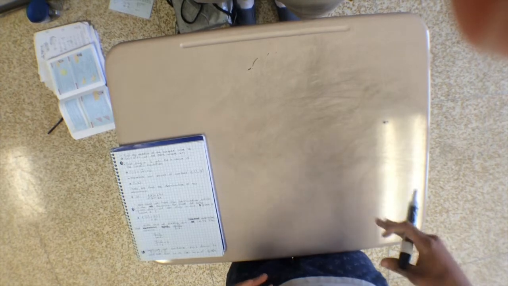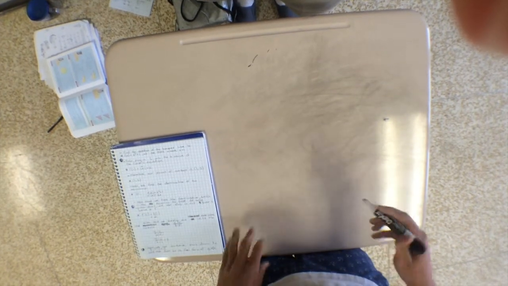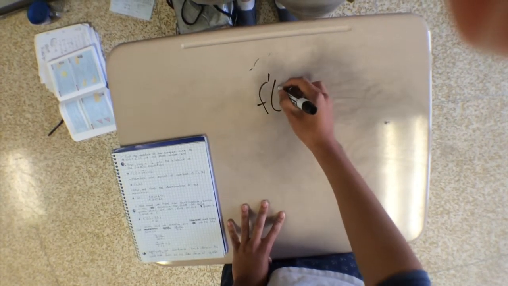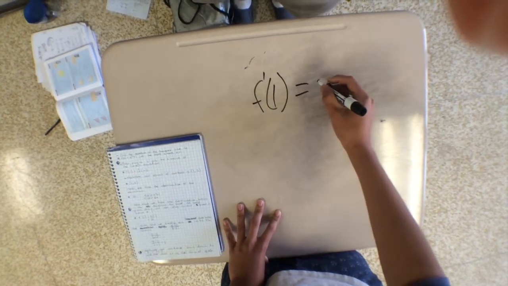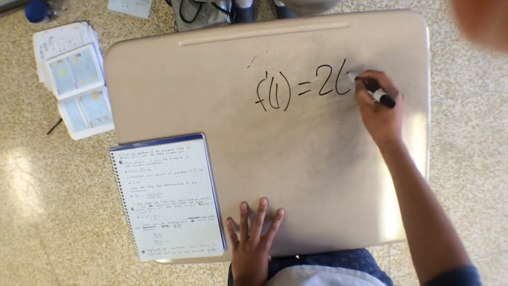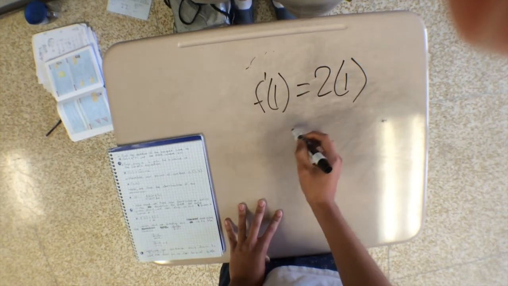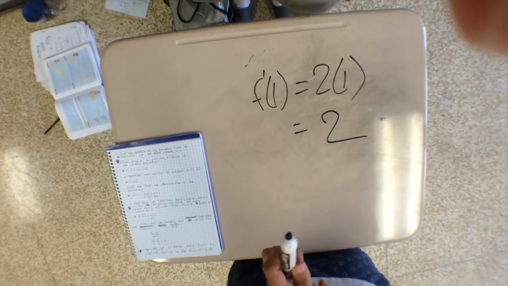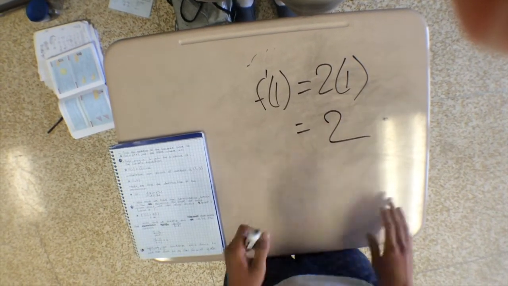Alright, now that we have that, we can just go ahead and plug our given x value into that equation for the derivative. So our x value is 1, which means that f prime 1 equals 2 times 1. So then that just gives you 2. Now that's going to be the slope of our tangent line.